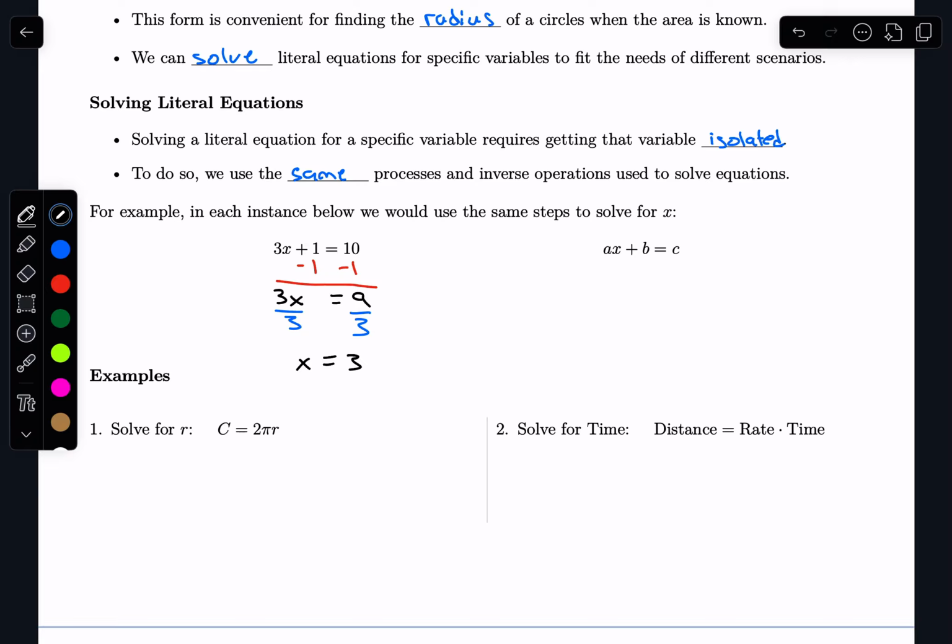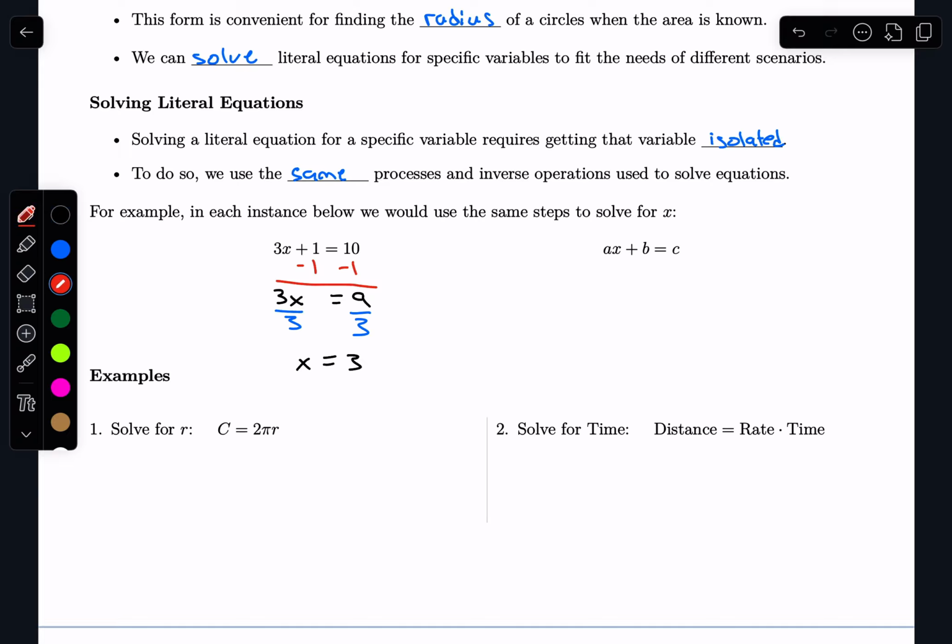Now we're going to apply that exact same logic to ax plus b equals c. So notice that the 3 from the first one is the a in the second one. This plus 1 is the b, and this 10 is the c. So it lines up letter by letter, number by number, but we don't actually know what a, b, and c are in the second version. But we're going to do the exact same steps.